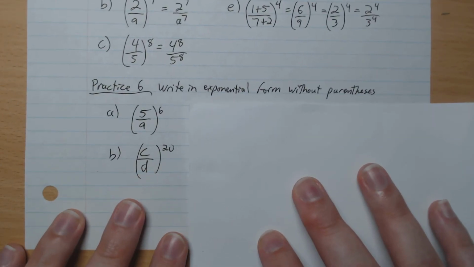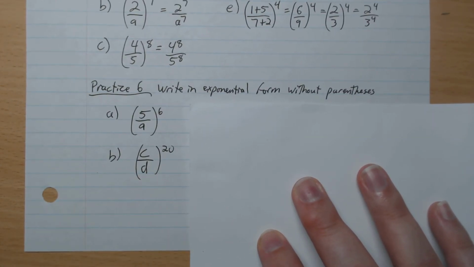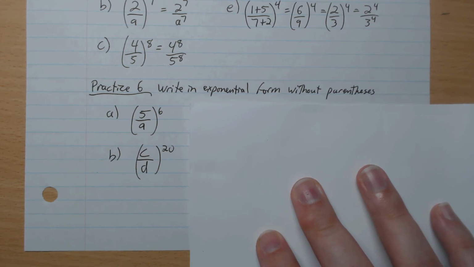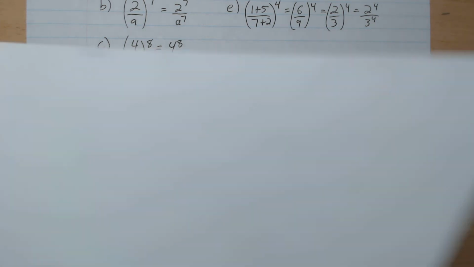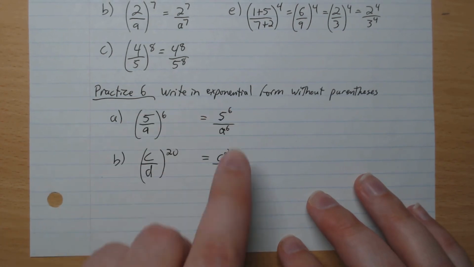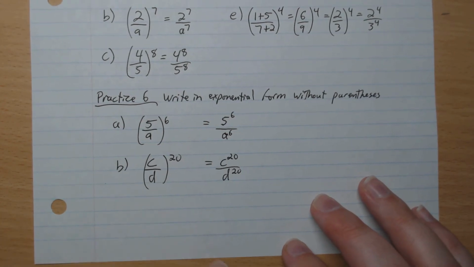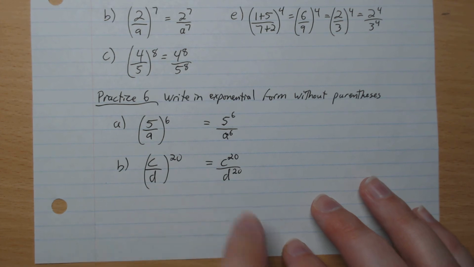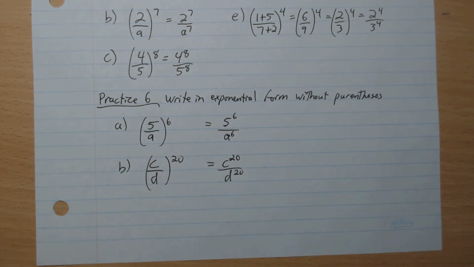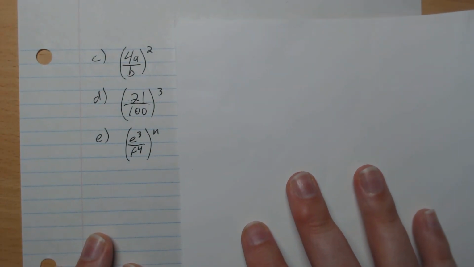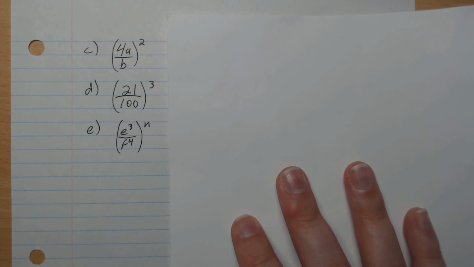Okay, so practice number 6. Write in exponential form without parentheses. Go ahead and pause the video and answer that. Okay, so this is 5 to the 6 over a to the 6. B, c to the 20 over d to the 20, like that. And last couple problems. Same question. Go ahead and pause the video and answer that.